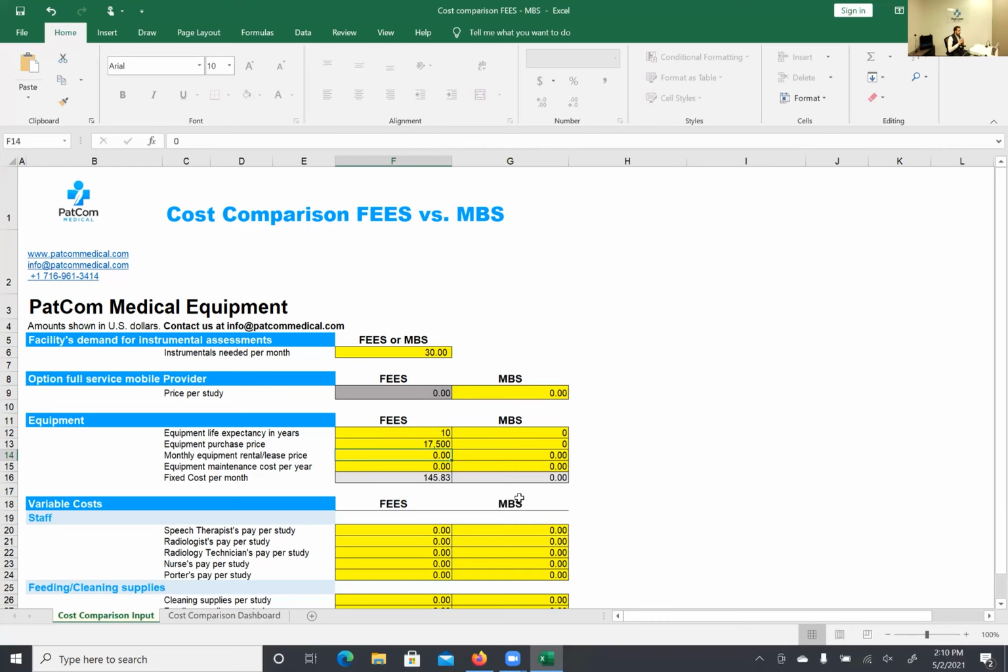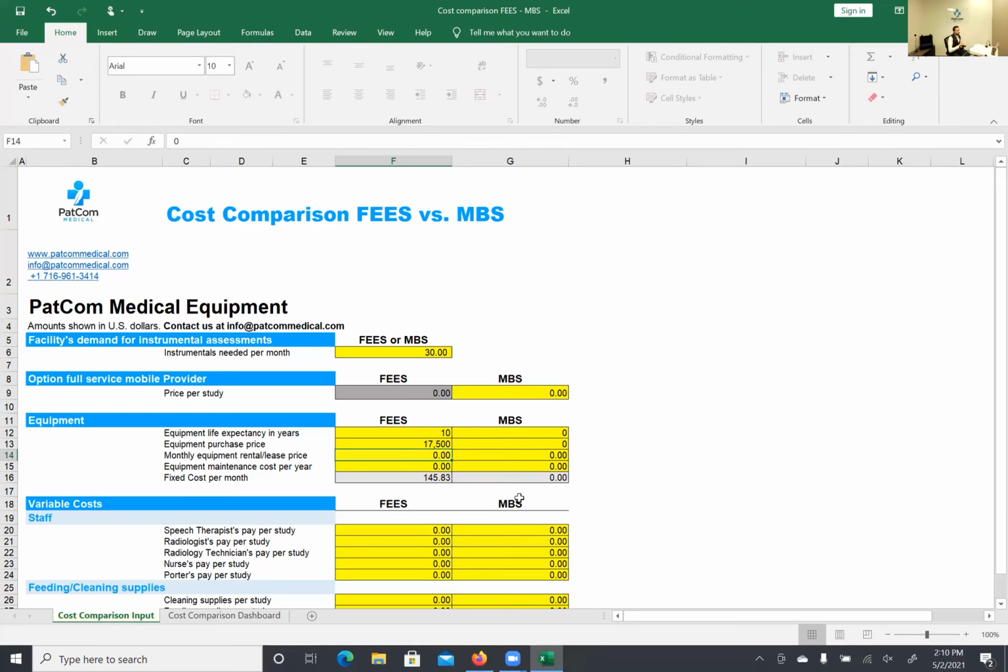All right, so now the monthly equipment rental or lease price. That is if you don't purchase equipment, right? If you rent it or lease it, then you don't have the upfront expense, but rather a monthly fee. But we're looking at a purchase, so we're going to leave it at 0.